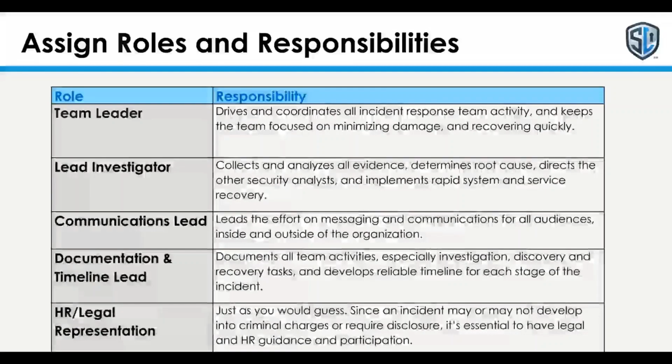And you see, especially the comm lead, the documentation timeline lead, the HR and legal representation, they all have to work together to meet these reporting requirements, and they're all going to have their own focus. So it's important to understand, and that's why it comes back to communication, right? Making sure that communication is flowing through this process when nerves are at their highest.